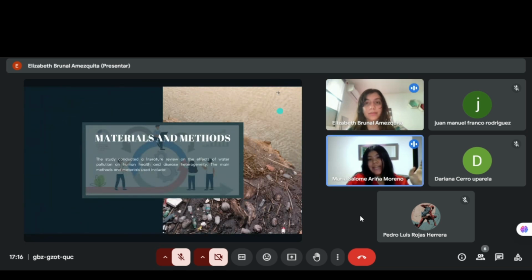Now we read about the materials and methods that were carried out in the article. The study conducts a literature review of the effect of water pollution on human health and disease heterogeneity. The main materials used include... Next slide, please.